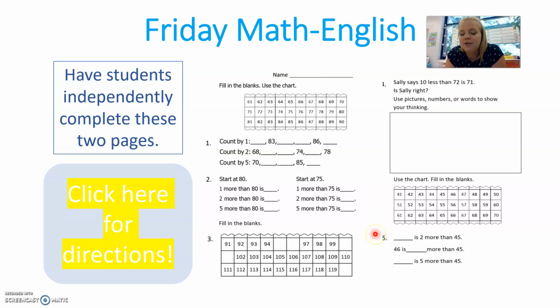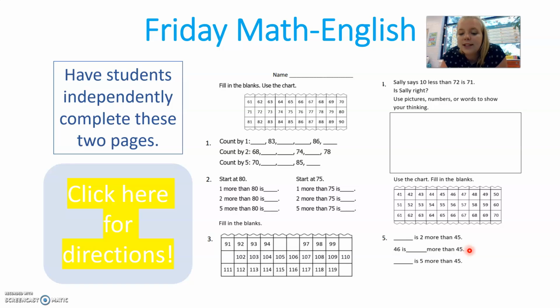And then down here, you're going to use the charts to fill in the blanks. So the first one says, blank is 2 more than 45. So what is 2 more than 45? So we're going to go to 45. What's 2 more? 47. I'll give you that one. So 47 is 2 more than 45.